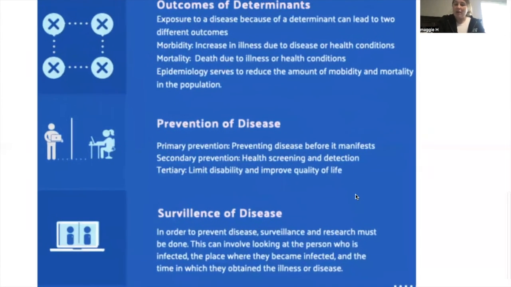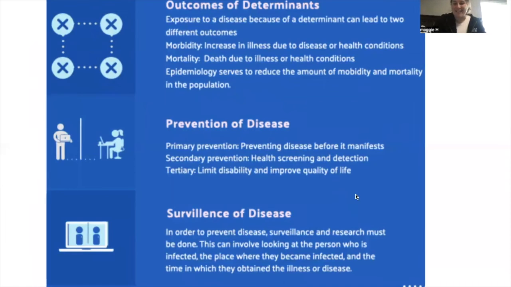And then there are a few different ways to prevent disease. So there are 3 different levels. There's primary, which would be preventing a disease before it manifests. So that would be working out and different things like that, to prevent getting obesity or bad things that can happen due to obesity, which can be like hypertension, diabetes, etc. Secondary prevention would be health screening and detection. So an example of this would be a TB test before going to college. And tertiary would be limiting disability and improving quality of life.